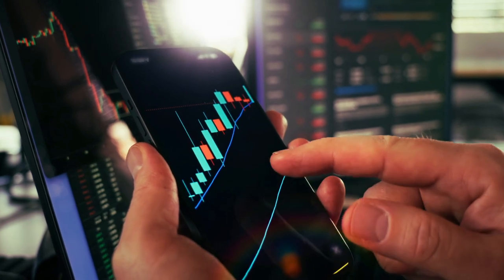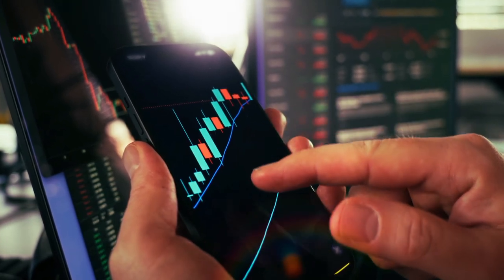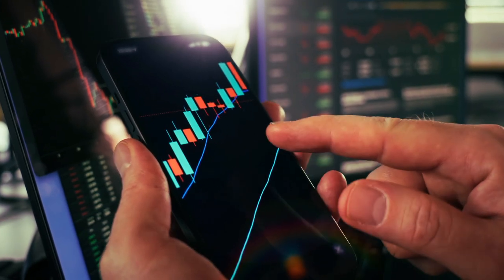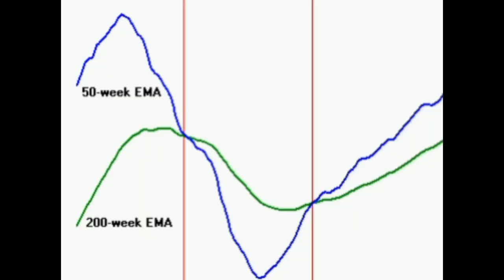Now let's talk about the tools. We will use only two indicators: EMA 50 and EMA 200. This keeps the strategy clean and simple. The best timeframes for this strategy are 1 hour and 4 hour charts. Lower timeframes create noise. Higher timeframes provide cleaner trends.